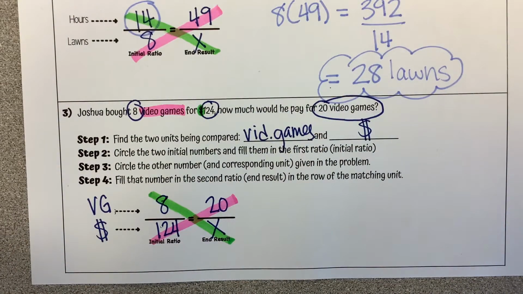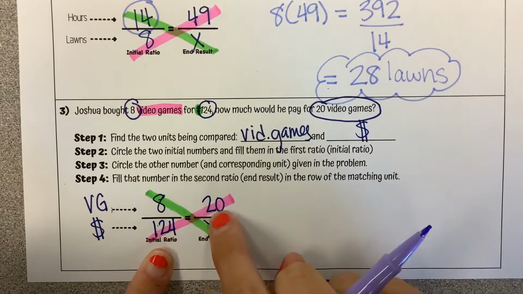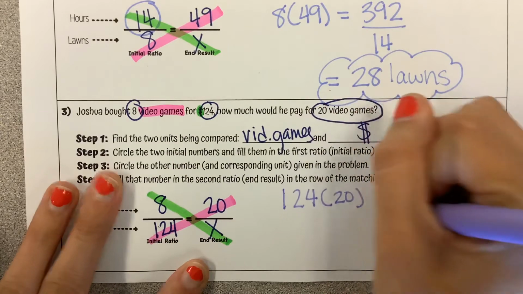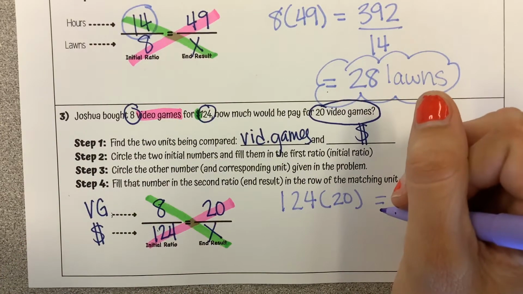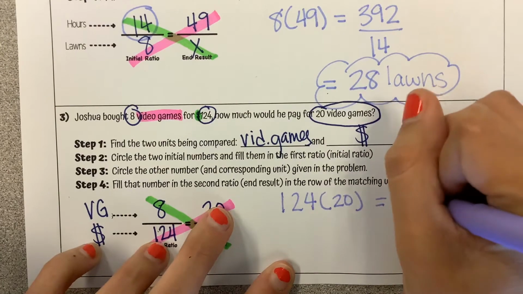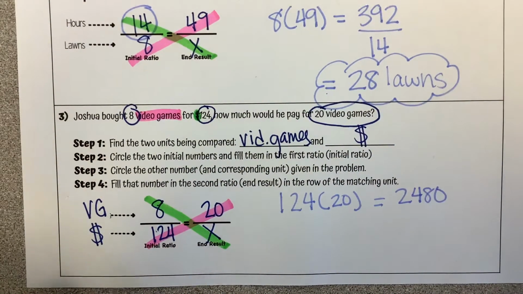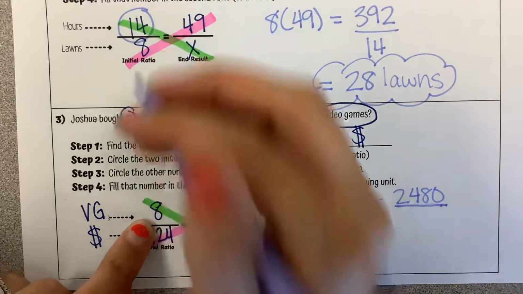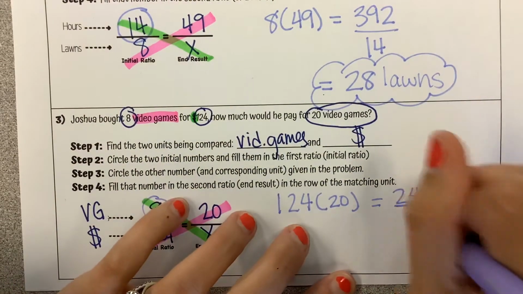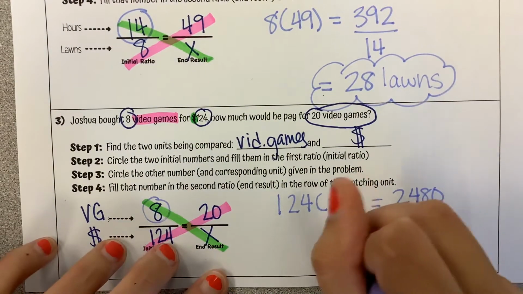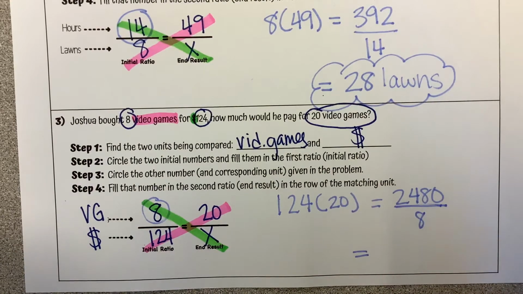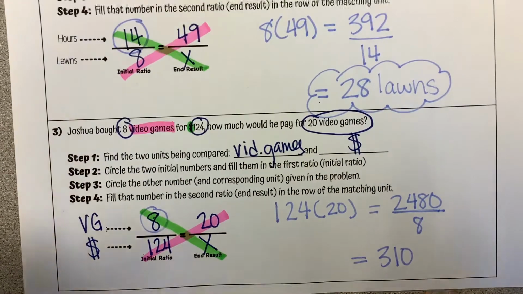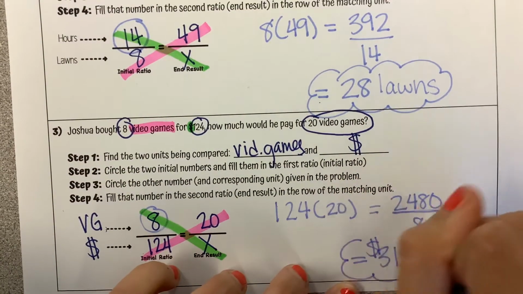So looking for the diagonal that has 2 numbers in it, we have this pink one right here. The 124 and 20 are in the same diagonal. So I'm going to multiply 124 times 20, and I get 2,480. And then we divide by the number that's in the same diagonal as the variable. So I find my variable, 8 is in that same diagonal. So I'm going to divide by 8. So when I divide that, I get 310. Our X is on the bottom with money, so I'm doing $310.